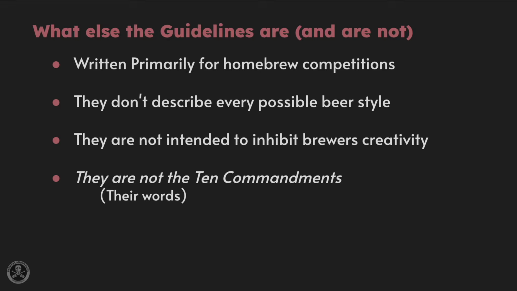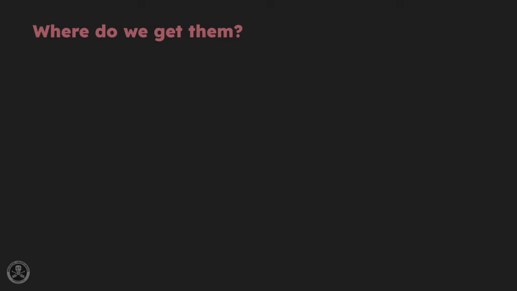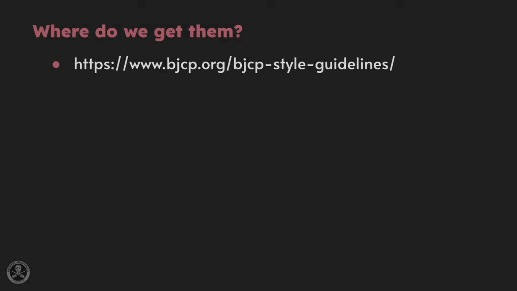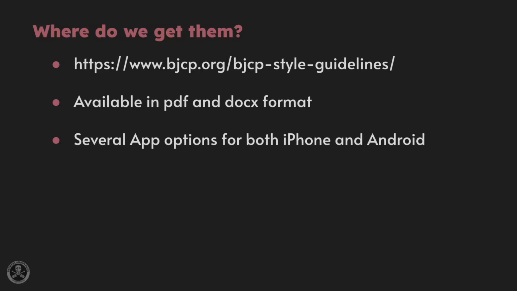So we talked a lot about the style guidelines so far. Where do we get them? Well, they are available online at this link that's on the screen, which I will put in the notes below as well, so you don't have to type out all of that. When you get there, they're available in PDF and Word document format. There are several app options for both iPhone and Android. Just be sure that when you're downloading them, you're using the style guideline that the competition asked for.